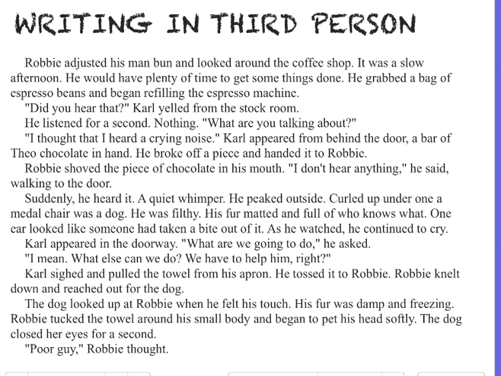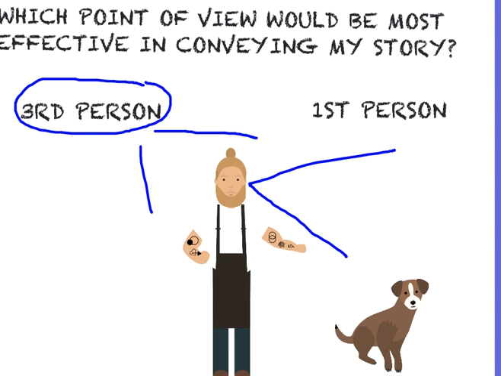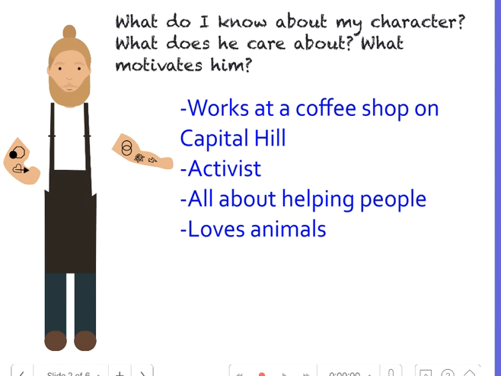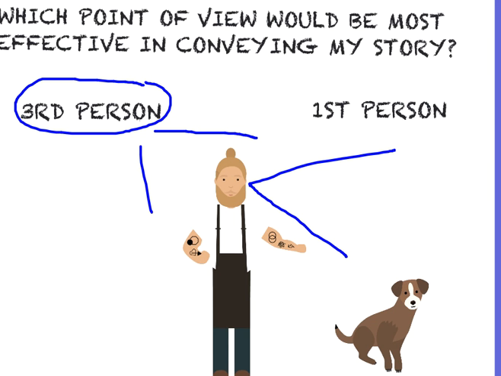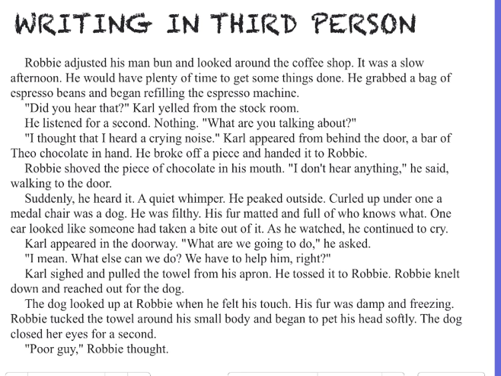I encourage you to go through each of the different questions that we went through. First, what do you know about your character? What does he care about? What motivates him? Next, what's going to happen in the story? How would your character feel or respond to what happens? And then lastly, which point of view is going to be the most effective in conveying your story? First person or third person? And then get started writing your flash draft.